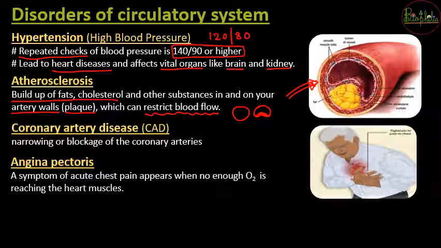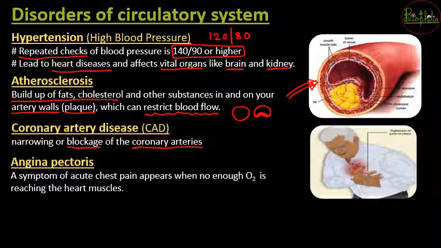Now next, if this atherosclerosis is happening in the coronary arteries, that is, the arteries that supply blood to the heart, if there is narrowing or blockage of those arteries related to the heart, then the new term for that is coronary artery disease. That is the same as atherosclerosis, but it is occurring in the coronary arteries. So a new name, that is coronary artery disease. Then next is going to be angina pectoris.